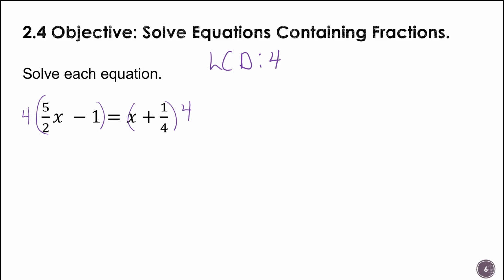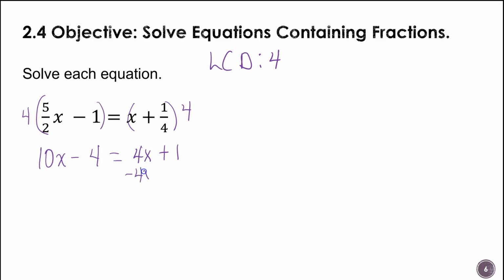You can look at it different ways. 4 times 5 is 20. 20 divided by 2 is 10, so that's a 10x. 4 times -1 would be -4. And then on the other side, I'm just going to have a 4x plus 1, right, because 4 goes into 4 one time. Or 1/4 times 4 makes a whole. I think that probably makes sense to most of you.